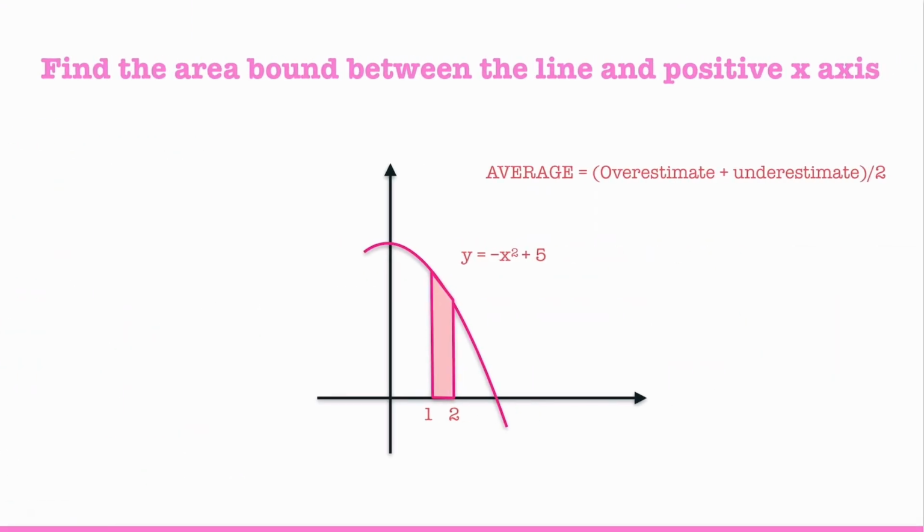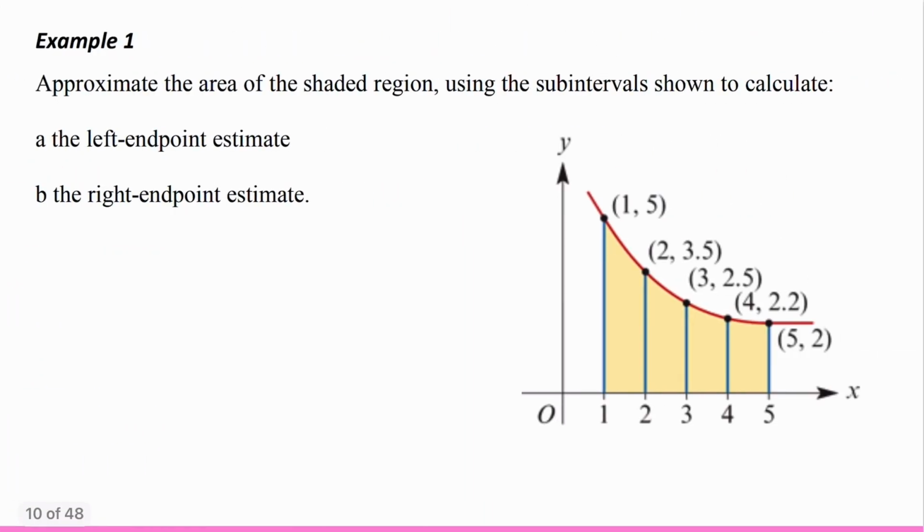One other thing just to keep in mind, if you want to be able to find a better approximation, what you can actually do is take an average of the overestimate and the underestimate, and that gives you a pretty good approximation between the two.